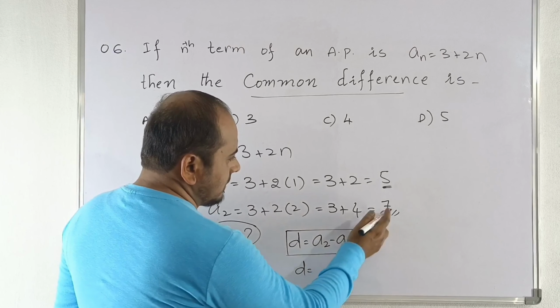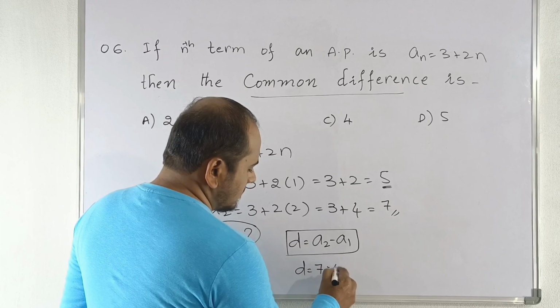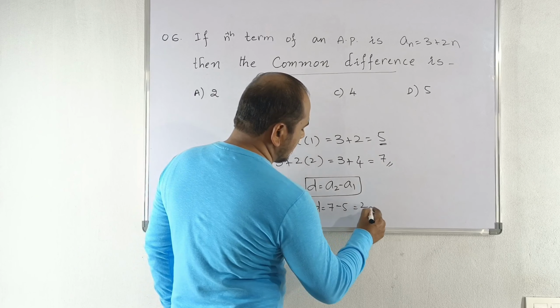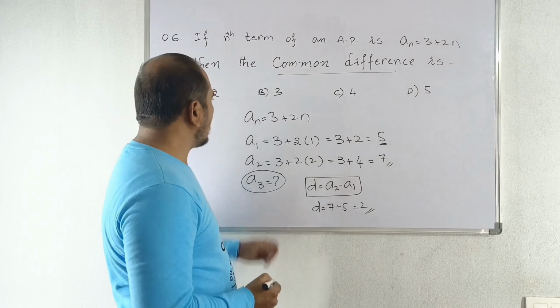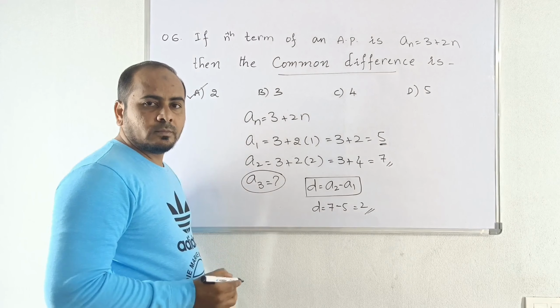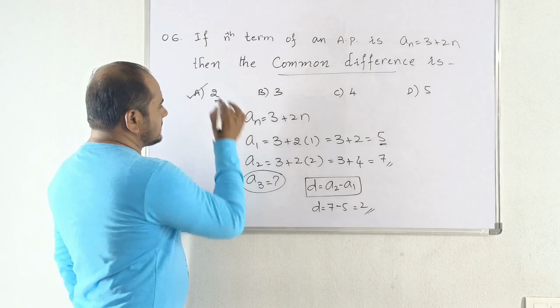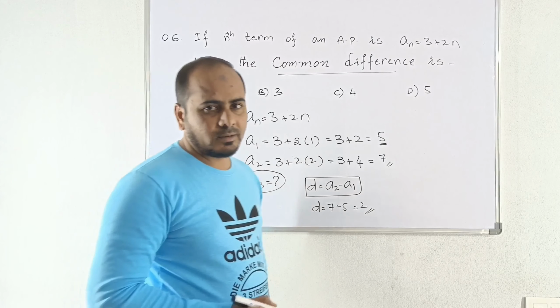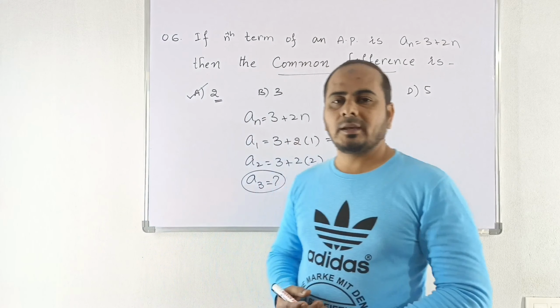Now, d is equal to 7 minus 5. So what is the answer, my dear? 2. Do we have the option? Yes, the first one is the right one. 2 is the right answer. Hope you understand. Let's come to the next question.